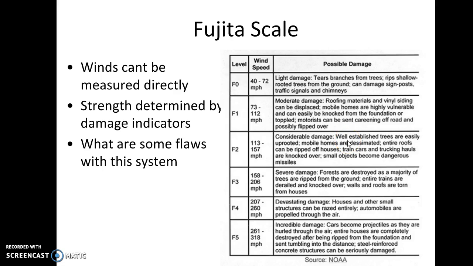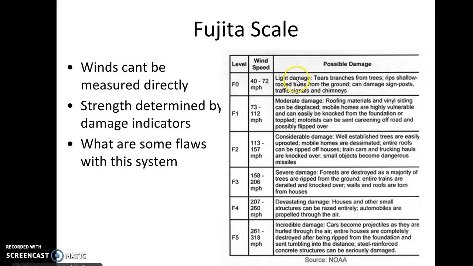We use the Fujita scale in a similar way as the Saffir-Simpson scale, but it's different in the way that it's used. The Saffir-Simpson scale for hurricanes is based on wind speed. Because we can't really measure the wind speeds directly in a tornado, the wind speeds are too high, we never know where and when a tornado is exactly going to occur, we can't really measure them. So what we do is we look at damage indicators in a similar way to the Mercalli scale, if you remember from earthquakes. We're looking at the damage after the tornado has occurred.